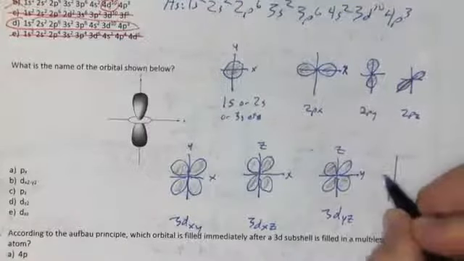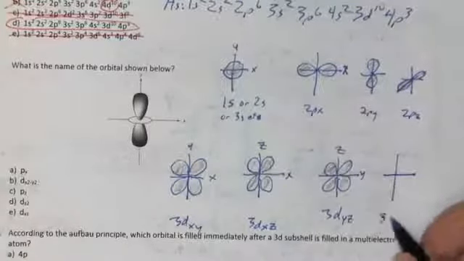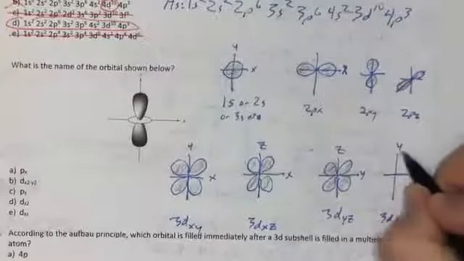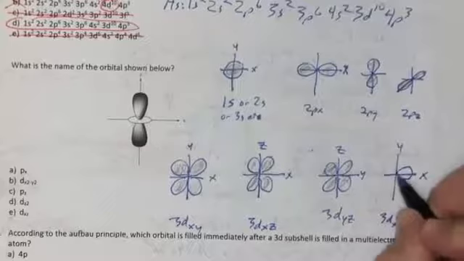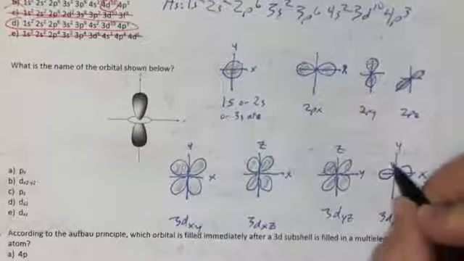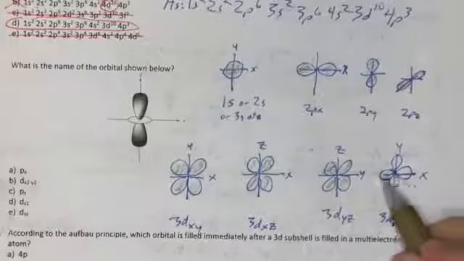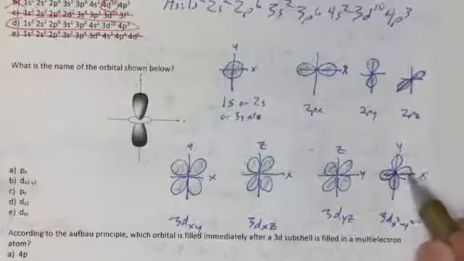The two oddball orbitals are, first of all, the 3d x squared minus y squared. If this is the x-axis and the y-axis, this has four lobes, but they are located on the axes and not in the quadrant. And so this is the 3d x squared minus y squared.